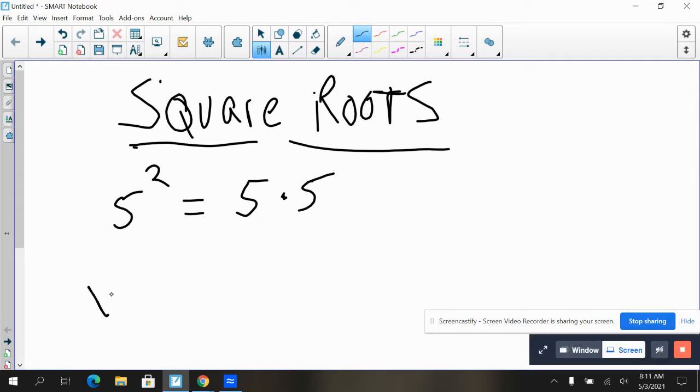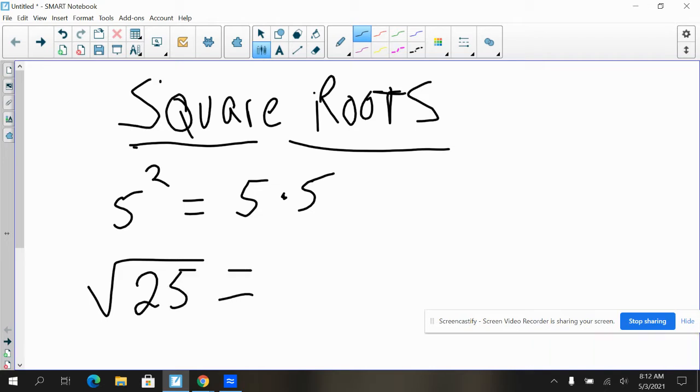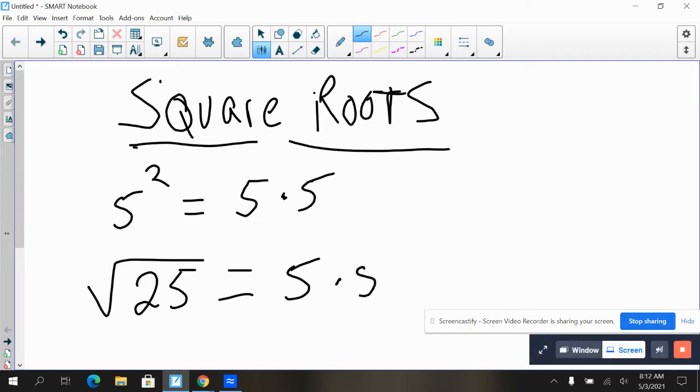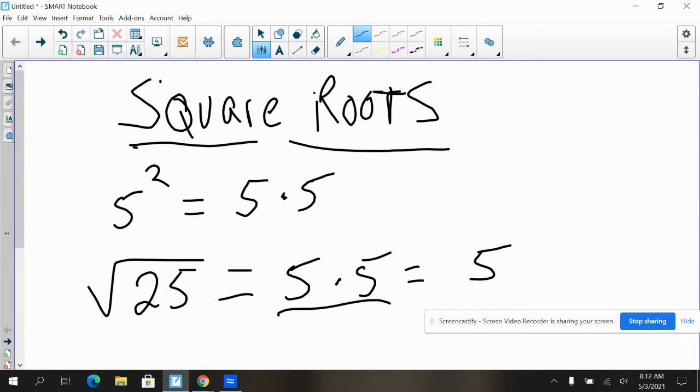right? So if we would say the square root of 25, okay, you would have to come up with 2 factors that are the same when multiplied together. They give you the square root of 25. Okay, in this case, obviously, that would be 5 times 5, right? So we don't write 5 times 5. We just say that it's 5. Does that make sense? It's just the opposite.